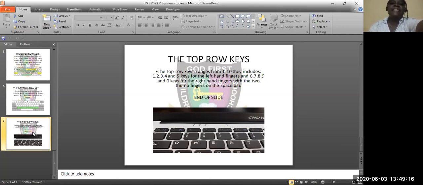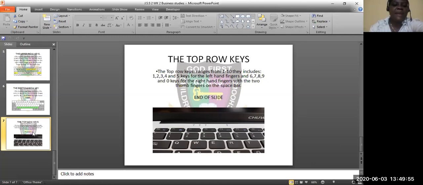The first placement, the smallest finger, has to do with number 1, Q, A, and Z. The second finger on the left hand has to do with 2, W, X, and S. The next one is 3, E, D, and C. And the next one is number 4, R, F, and V. And the last one is number 5, T, G, and B.